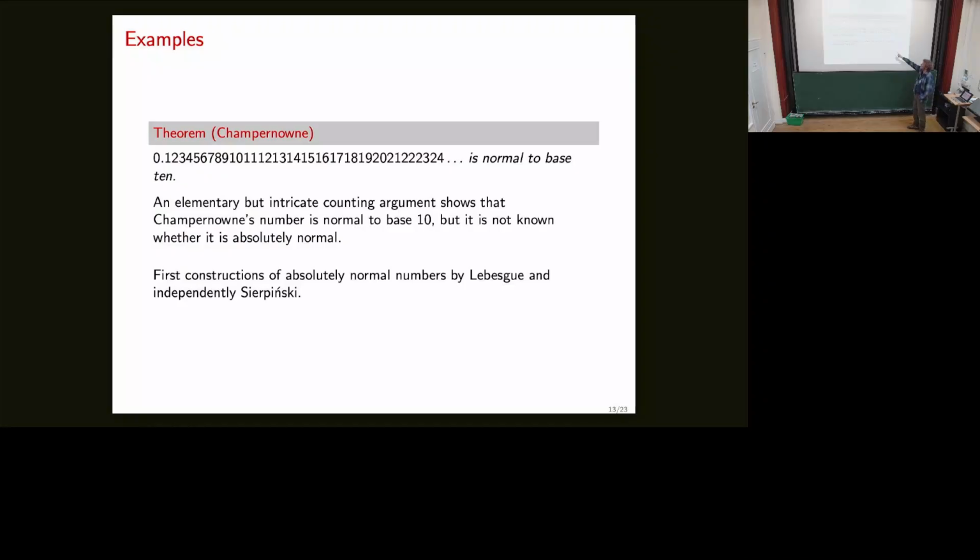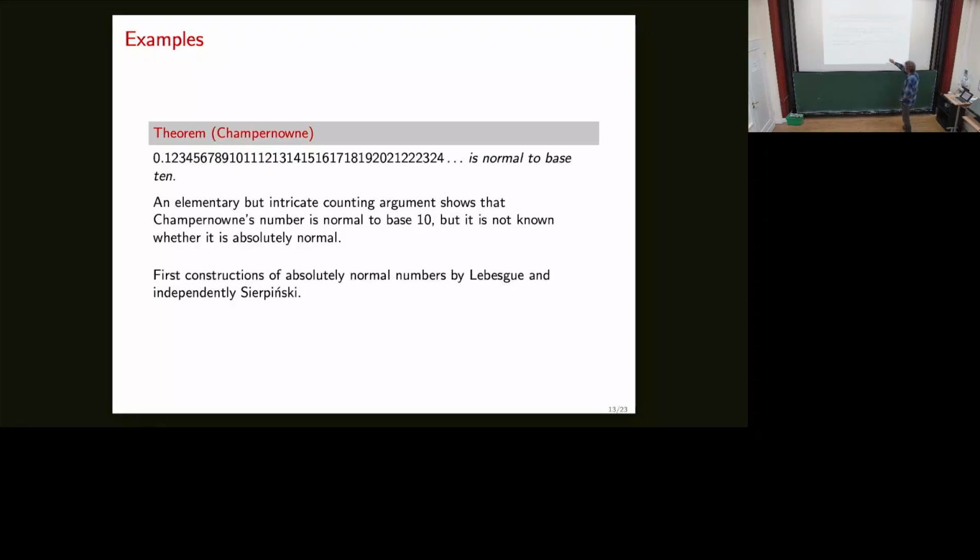All right, so examples. Champernowne in the 30s gave this example. We write down the base 10 representations of the natural numbers and concatenate them to get a number: 1, 2, 3, 4, 10, 11, 12, etc. That's normal to base 10. It's open whether it's normal in any other base. And it's, like I said, an elementary but intricate combinatorial argument to show it's normal in base 10.